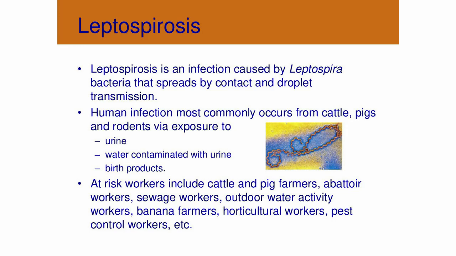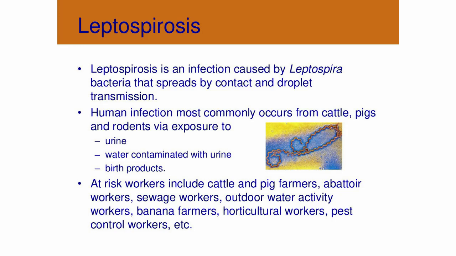The bacteria then gain entry through the mucous membranes and non-intact skin. And as you can see from the image, the bacteria have a corkscrew shape, and this allows them to very efficiently gain entry to the body, just like a corkscrew twisting its way through the cork of a wine bottle. So examples of at-risk workers include cattle and pig farmers, abattoir workers, sewage workers, outdoor water activity workers, banana farmers, horticultural workers, pest control workers, and many, many more. That's just a representative list.